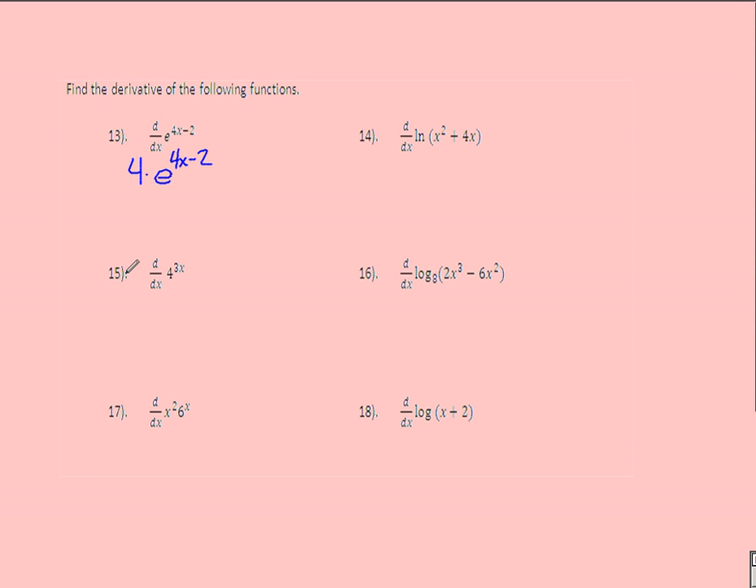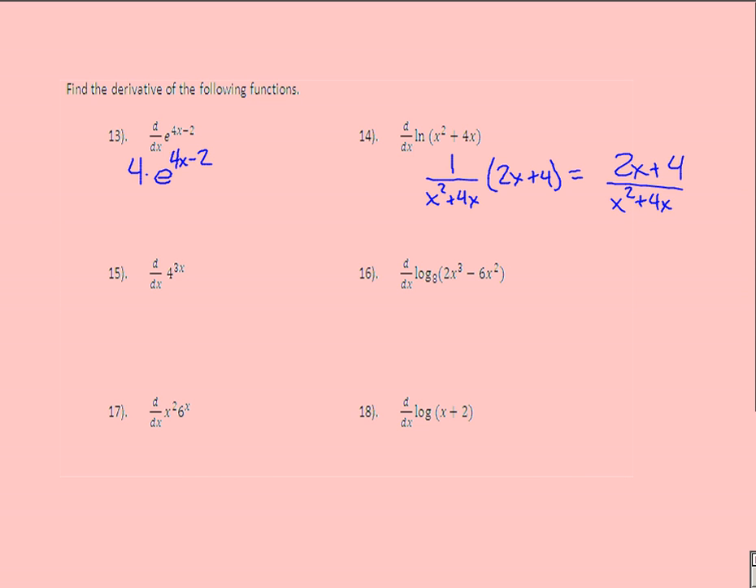The natural log, we have x squared plus 4x. We want to write that over a fraction. And then again, multiply by derivative of the inside, which would be 2x plus 4. And then I'll just rewrite that as one big fraction. 2x plus 4 on top, x squared plus 4x on the bottom.